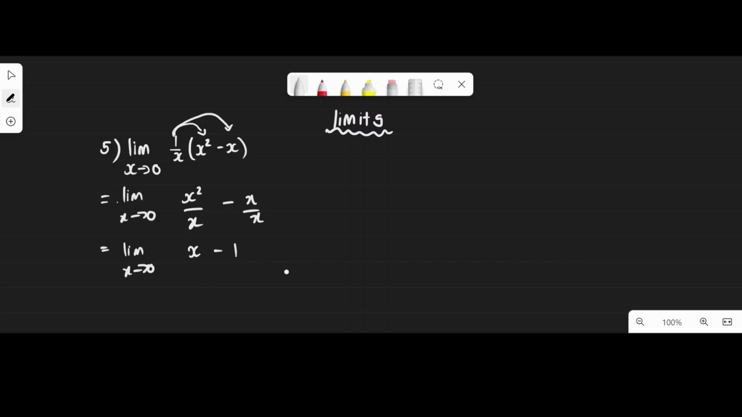So now since we have x minus 1, there is no denominator, so we can substitute. When we substitute, we get rid of the limit. So it's going to be open bracket 0 minus 1. And 0 minus 1 is going to give you negative 1. So the limit of this function is equal to negative 1. And we're done with the question.